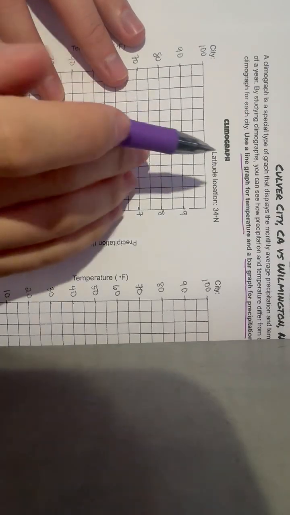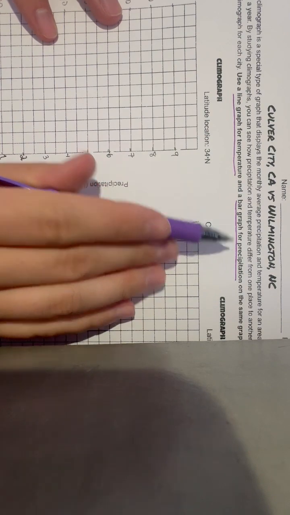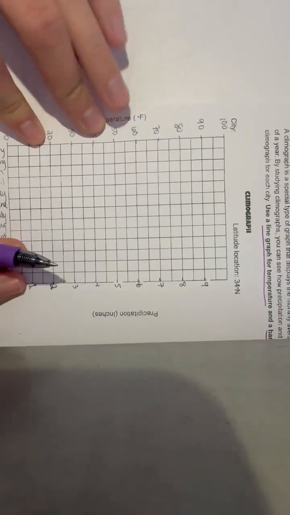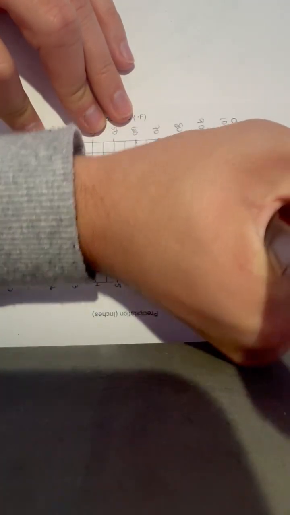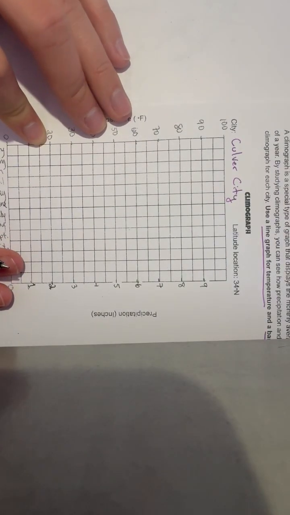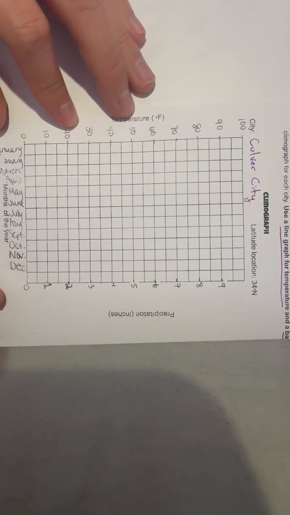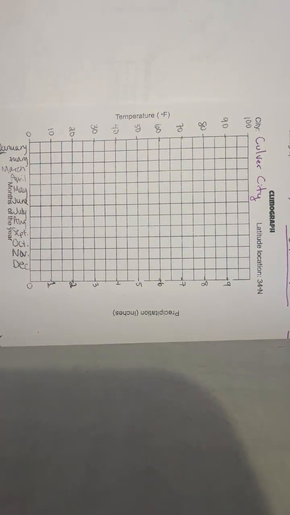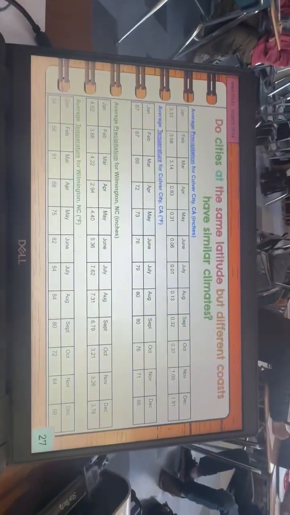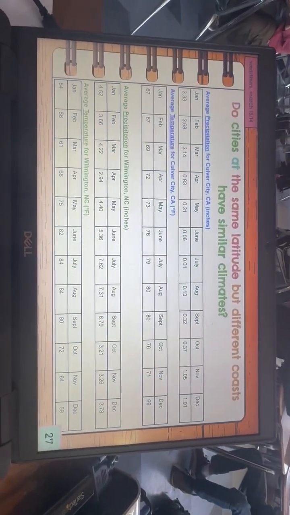So we've got a line graph for temperature and a bar graph for precipitation. We're going to keep that in mind while we make our climograph. The first city we're going to do is Culver City. So up here, you can write Culver City. Once you do that, we're going to be using the data on slide 27. So you can look at slide 27.